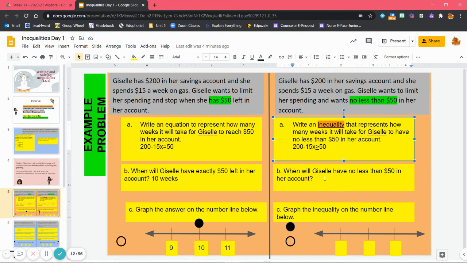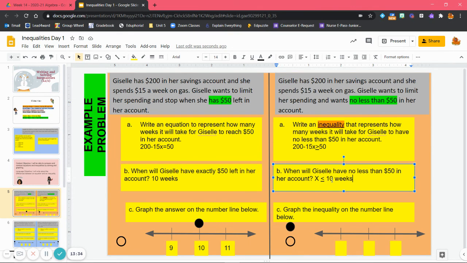So when I go back here, it says, when will Giselle have no less than $50 in her account? So X represents the number of weeks. So it could be X is less than or equal to 10 is going to be our answer. And again, to get the equal to, we're going to highlight and underline it. And we're going to put weeks at the end of that. So anywhere that is less than or equal to 10 weeks is how many weeks she can continue spending money on gas.